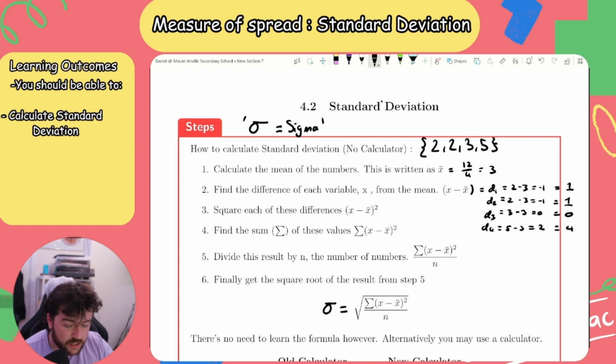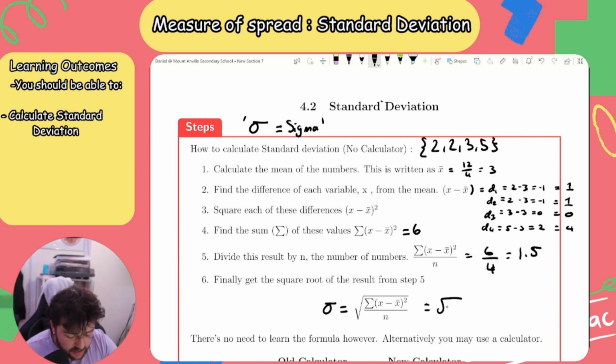Then step 4, find the sum of these values. That's what this little symbol here means: the sum of all these values squared. If I add them all up, 1 plus 1 plus 4, I get 6. Then divide the result by the number of numbers. I have 6, and I have 4 numbers in my data set, and 6 divided by 4 is 1.5. Then finally, the last step, I square root all of that, and that gives me my standard deviation. The square root of 1.5 is equal to 1.2247.